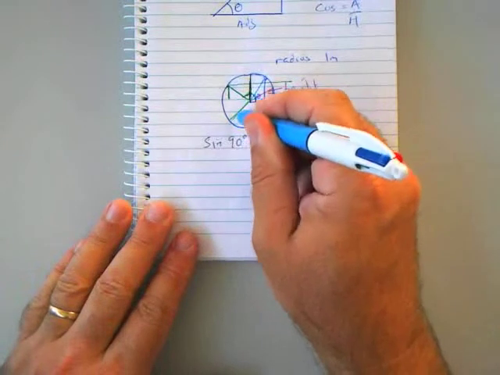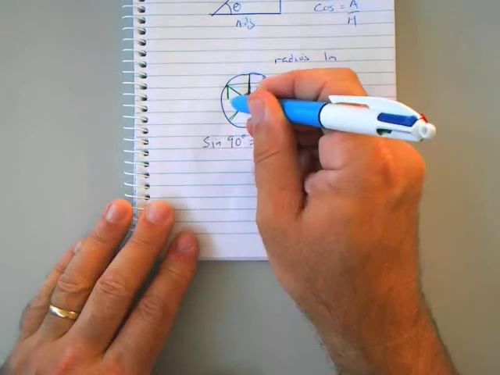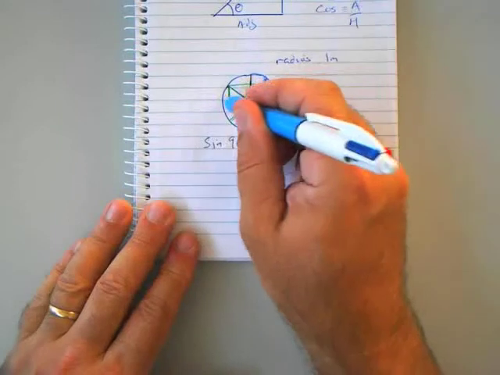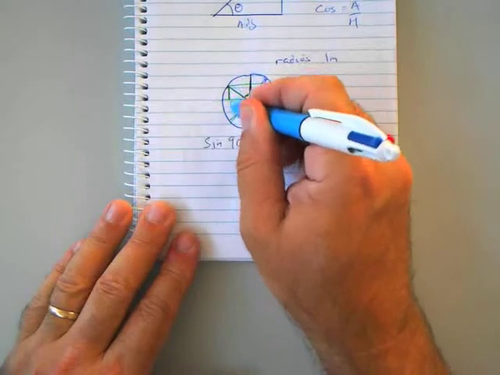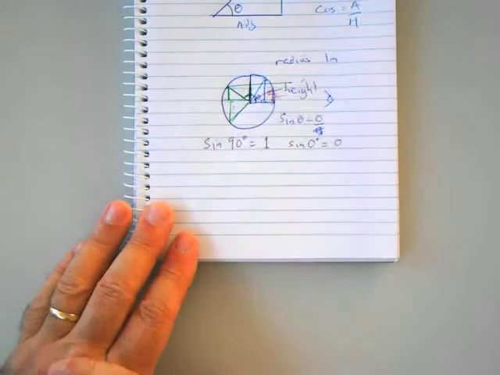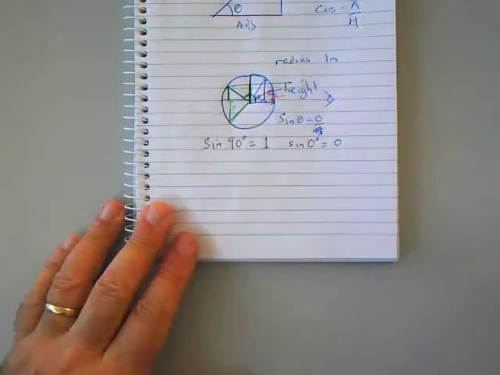Please tell the person sitting next to you what you think's happened to the height. What's happened to that height? It's become negative.